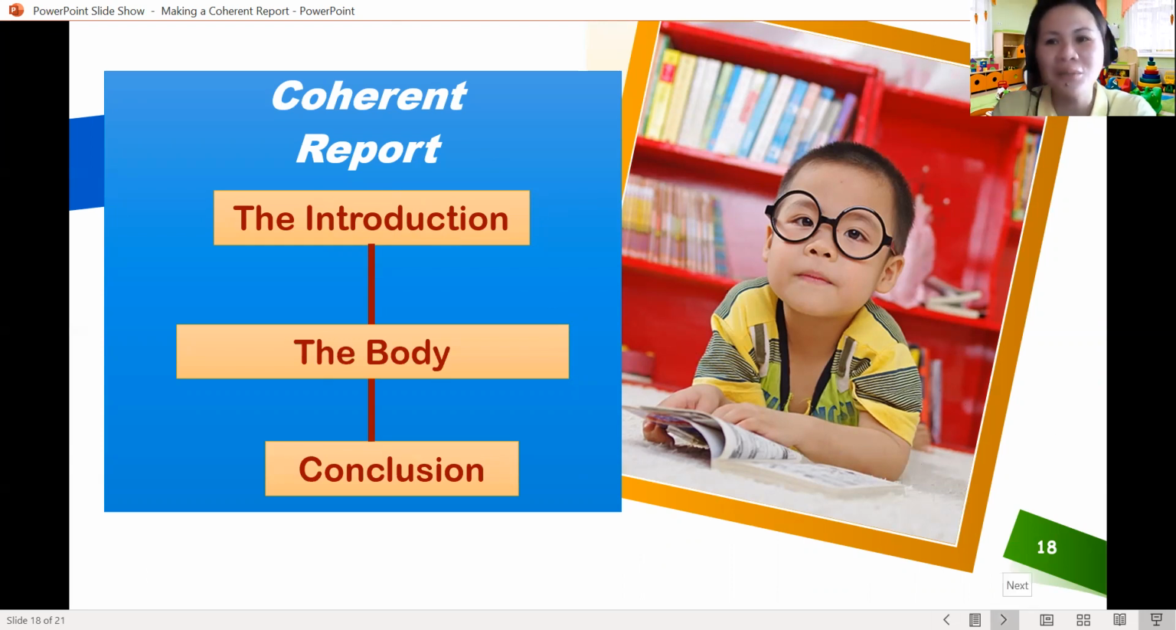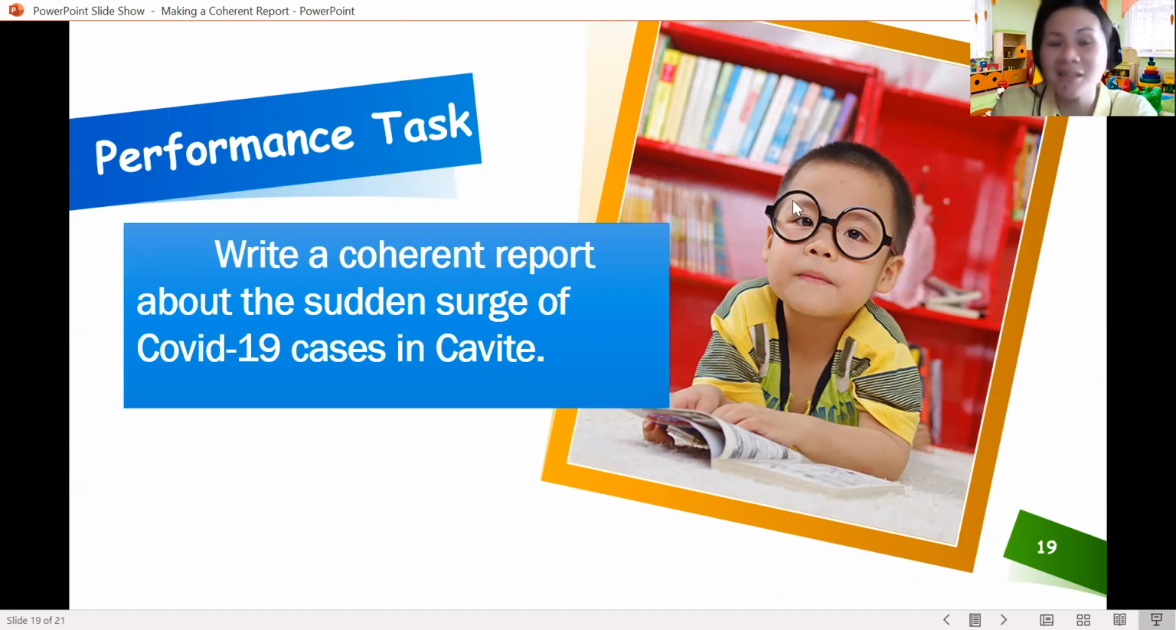All right. So I know that you understood our lesson easily because this is a very easy lesson. So today we are going to have our performance task. For your performance task, you are going to write a coherent report about the sudden surge of COVID-19 cases in Cavite. So why is it that Cavite is included in the ECQ or enhanced community quarantine, and even some parts of Cavite are in lockdown, especially in our school. So you're going to talk about that, guys, okay? So that will be your performance task this week.